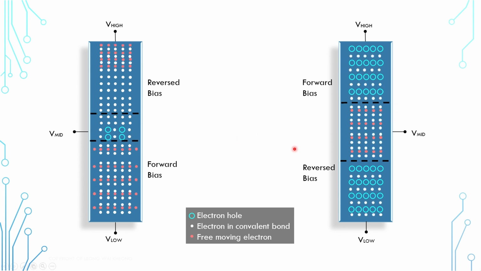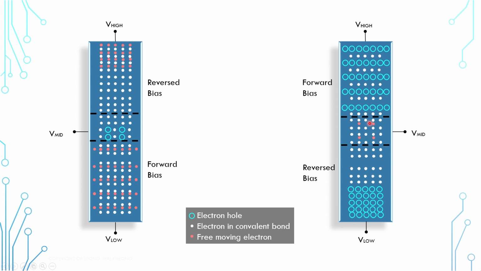If we look at the PNP transistor, the operation is pretty much the same. First, the middle region is made narrower, and it is more lightly doped, whereas the forward bias region is more heavily doped. At this region where it is in reversed bias, the electron holes are being pulled towards the negative terminal and the white electrons are being pulled towards the positive terminal. Supposedly, the white electrons cannot move any further because there are no electron holes on this region.